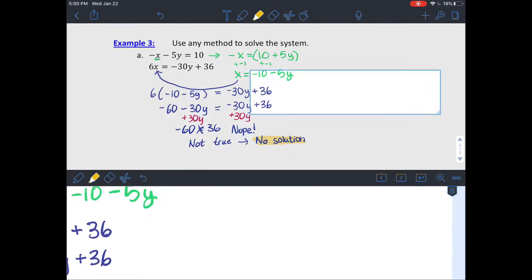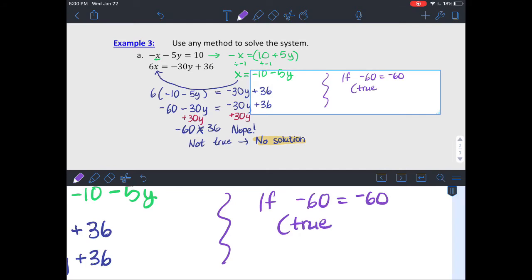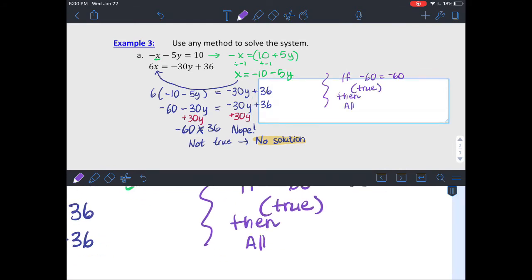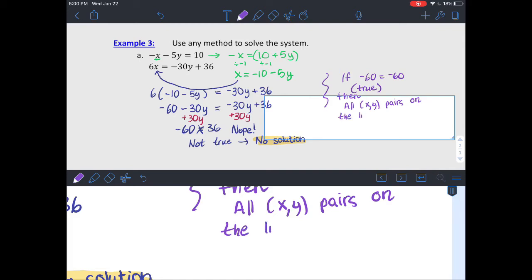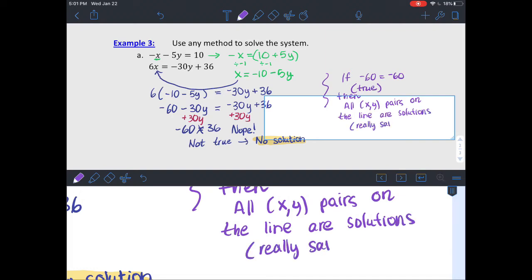What would it look like if we had our other case? So if it was really like the same line, where it was consistent and dependent, then your statement would end up being true, and you'd say something like, all xy pairs on my line are going to be solutions to that system of equations, because really it is the same line. So special cases, you'll either get a statement that is not true, no solution, or true, which means all ordered pairs on the line.